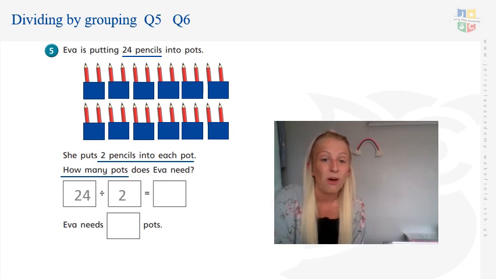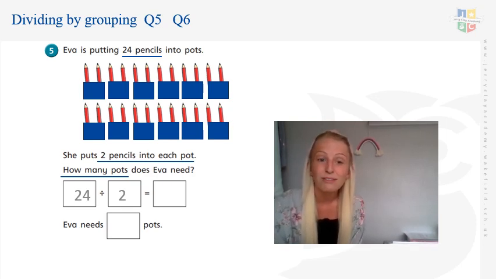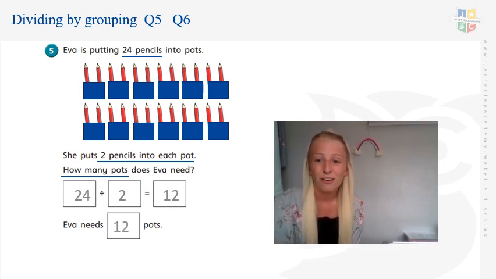So 1 pot, 2 pots, 3 pots, 4 pots, 5 pots, 6 pots, 7 pots, 8 pots, 9 pots, 10 pots, 11 pots, 12 pots. So 24 divided by 2 equals 12. So Eva needs 12 pots. See if you can pause the video now and finish question 5 and have a go at question 6.